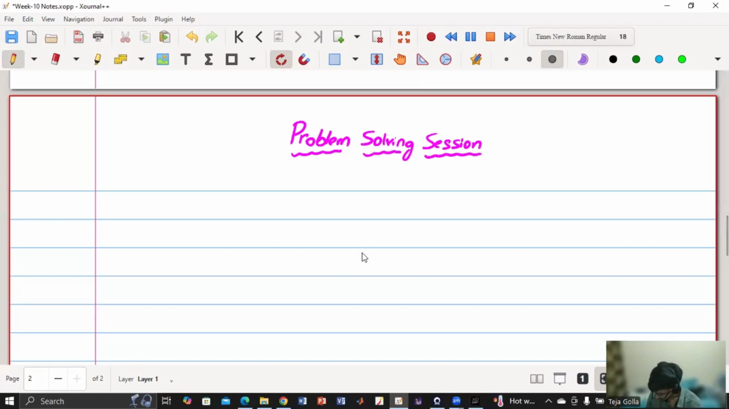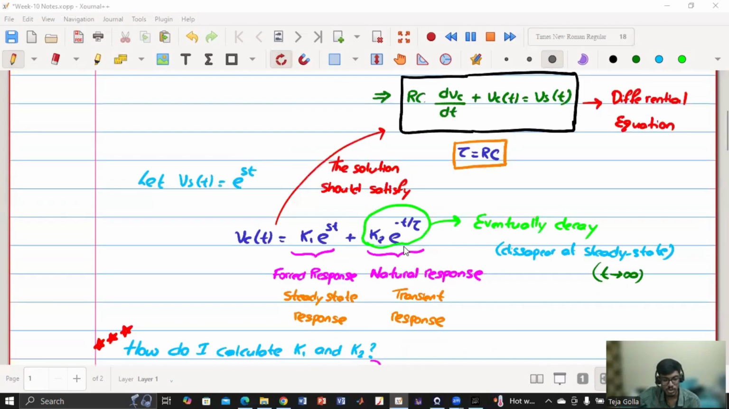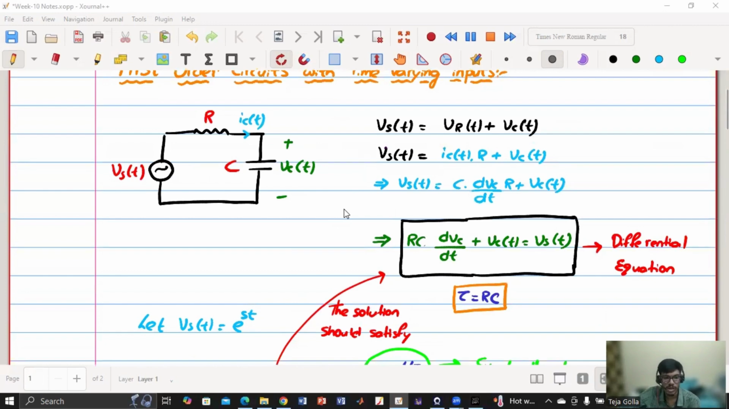So someone has mentioned in the chat, sir, why is the natural response always transient? Yes, very good question. See, you can consider the natural response as the response when the input is zero. Say the input e to the power st is 0, then we'll have Vc of t equal to k2 into e to the power minus t by tau. So now you can consider it as a circuit where there is no input, so we have only a resistor and capacitor connected in series.